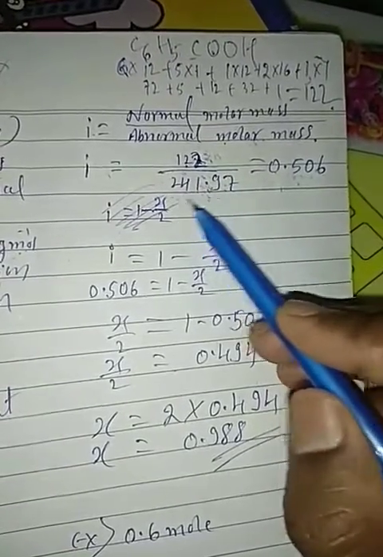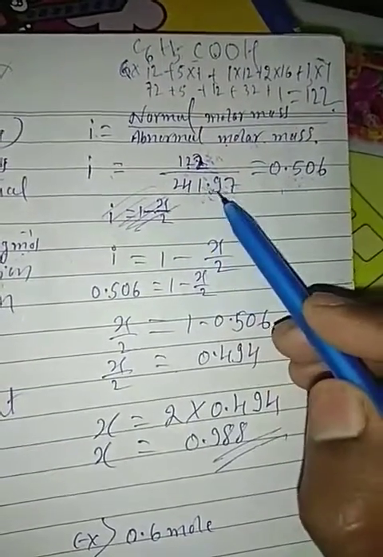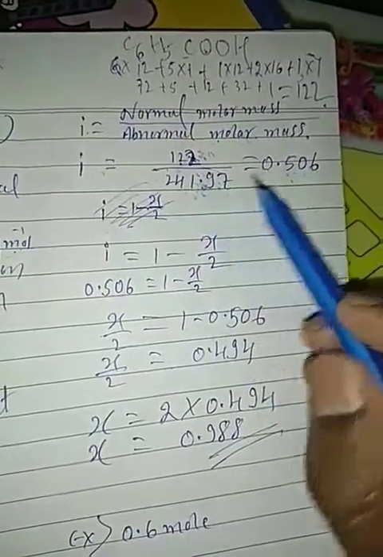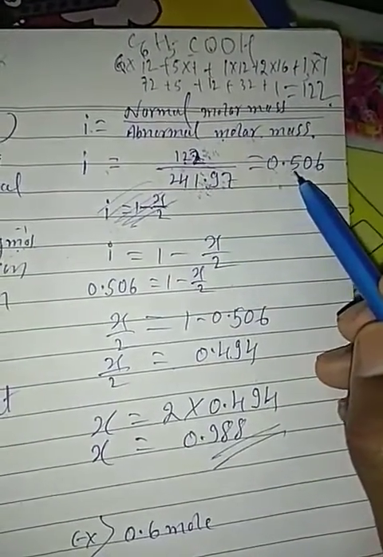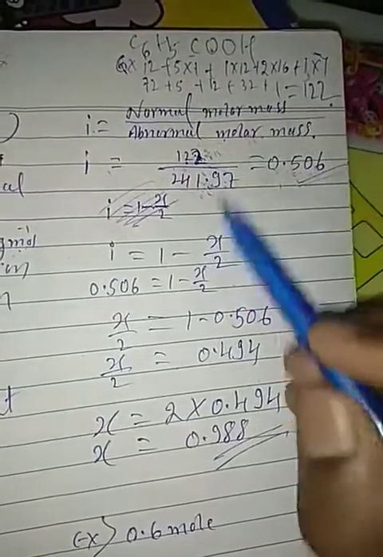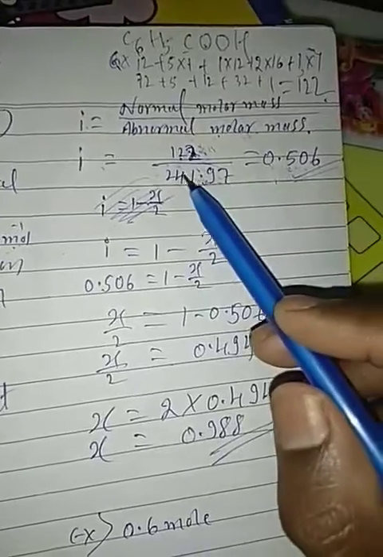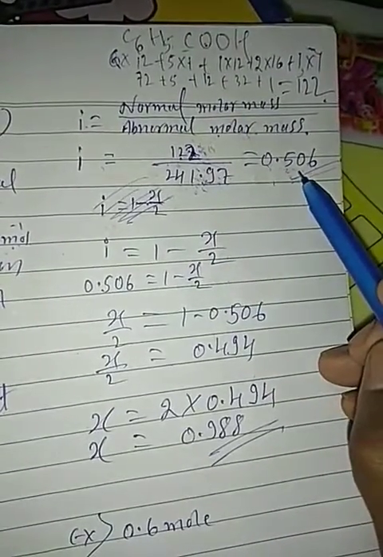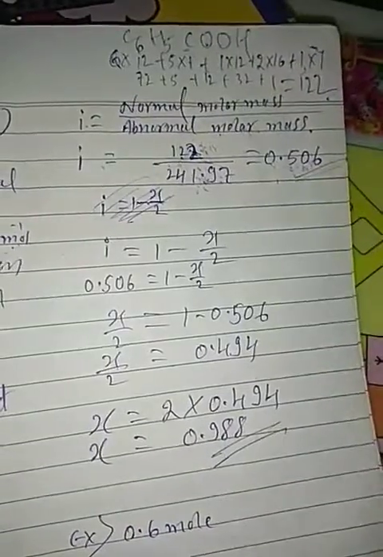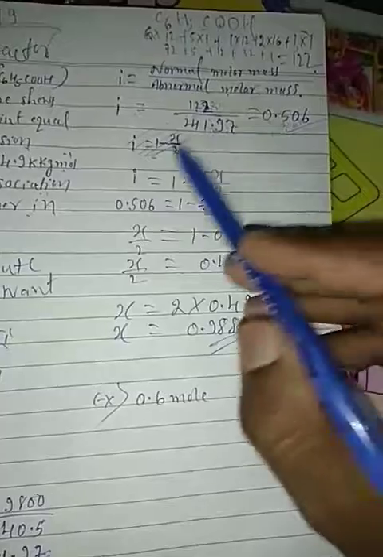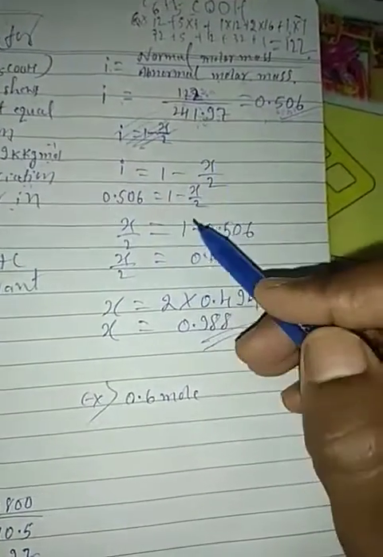In 241.97 gram, how many moles of benzoic acid are present? 0.506 moles of benzoic acid are present. Right, students? So 241.97 contains 0.506 of benzoic acid. Right, students? So the i value we got is 0.506.